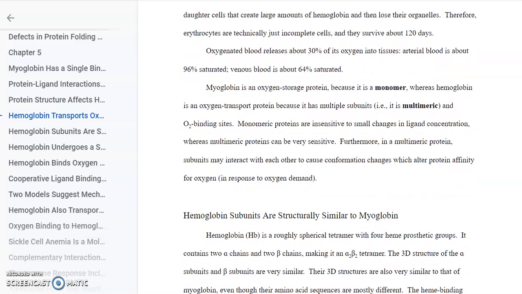Oxygenated blood releases about 30% of its oxygen into tissues. Arterial blood is about 96% saturated. Venous blood is about 64% saturated.